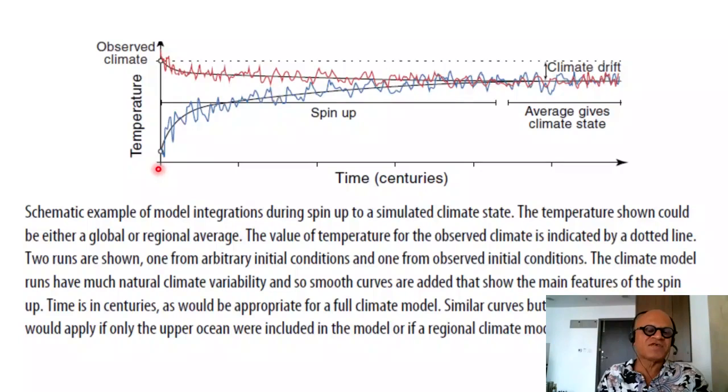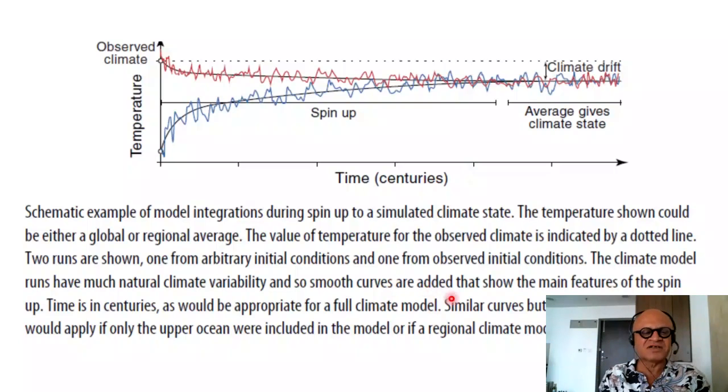The climate model runs have much natural climate variability, and so smooth curves are added that show the main features of the spin-up. Times are in centuries, as would be appropriate for a full climate model, just in terms of how long it takes to reach equilibrium. In fact, asynchronous integrations are done because the ocean can take much longer than the atmosphere to equilibrate, and longer than the coupled model. So the ocean can be integrated separately to reach a statistical equilibrium or some steady state with its drift, and then couple and then integrate the coupled model forward.